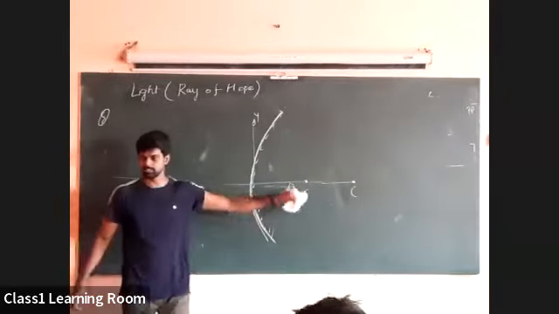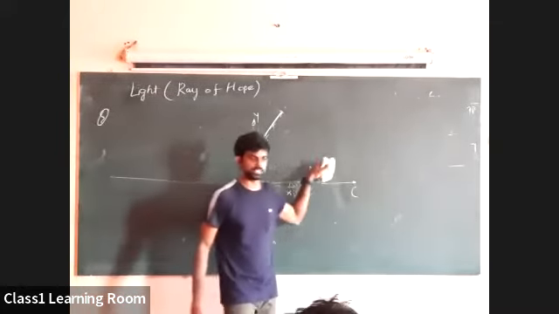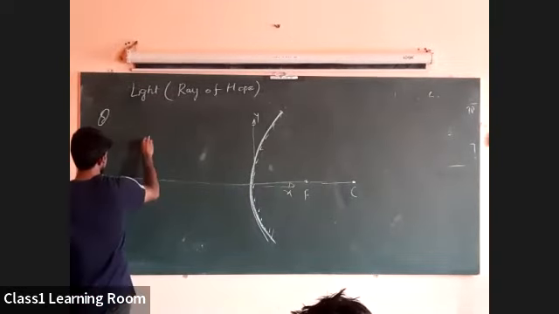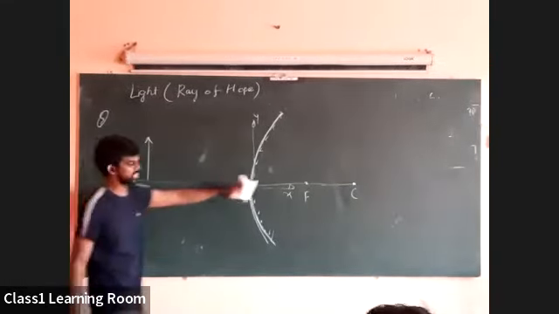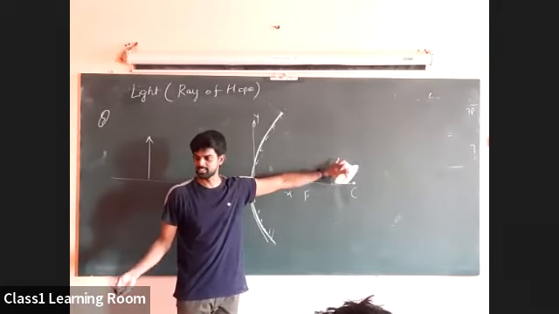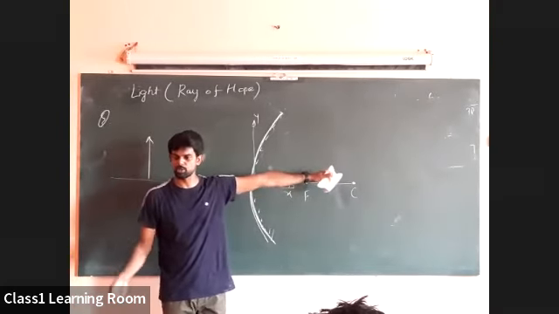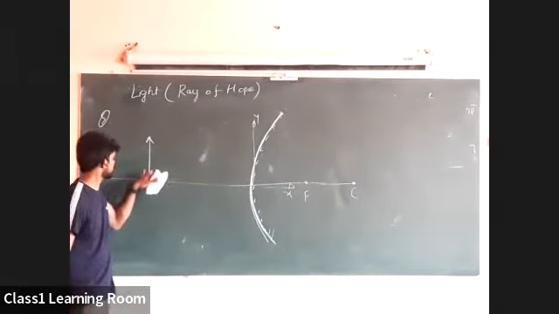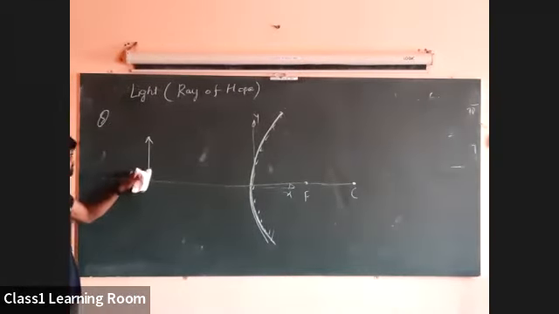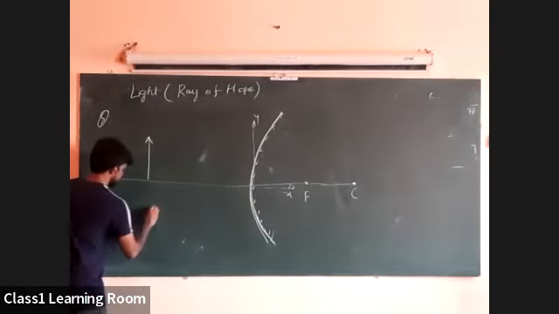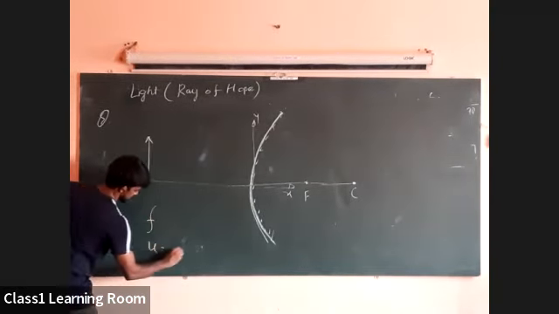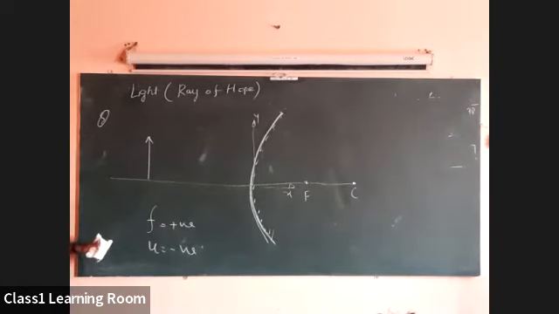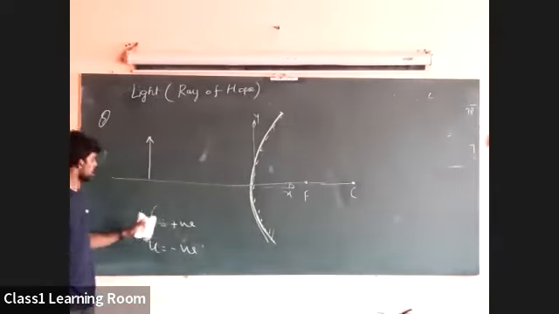So F is positive here. For a convex mirror, it is positive. But where will you keep the object? Here, on this side, because if you keep it on the other side, you won't be able to see it. The image will form definitely, but you won't be able to see it. Please pay attention here because you are about to leave. So that means F is positive, U is negative. Right? Getting the point? Okay.